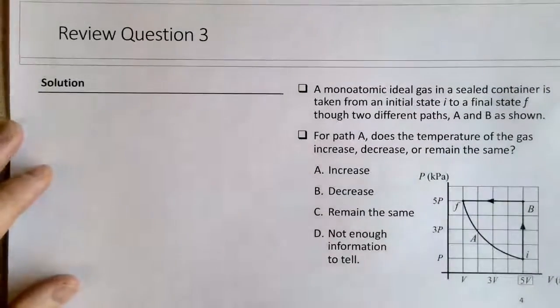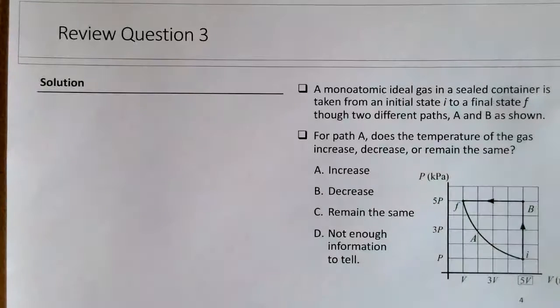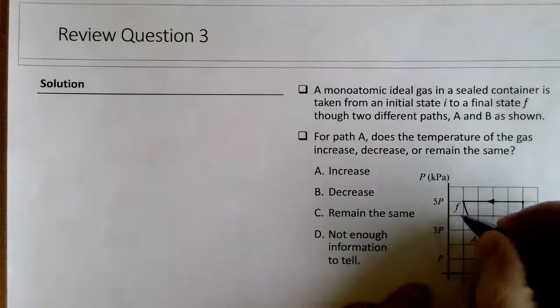Question 3. We've now moved on to topics of ideal gas processes. So we've got a monatomic ideal gas in a sealed container. It is taken from an initial state I to a final state F through two different paths, A and B, as shown. So we've got the initial state down here, final state up here.